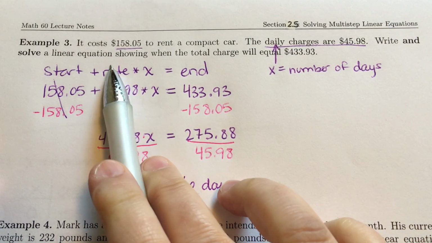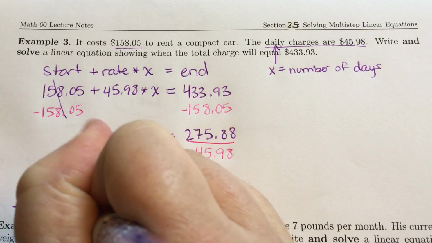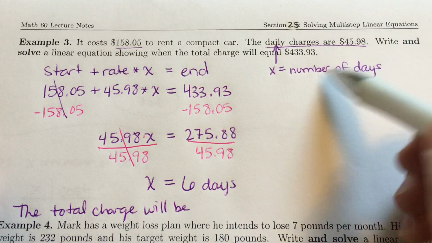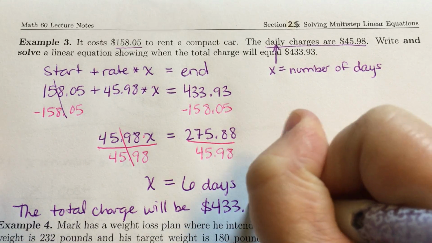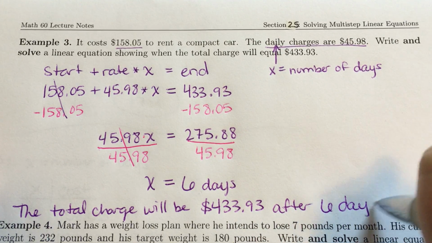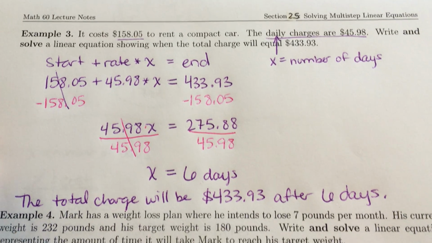So what I would say is that the total charge will be, and then it's that number that we were setting it equal to, $433.93, and then it's after 6 days. That's what we're really finding. Let's try another one of these.